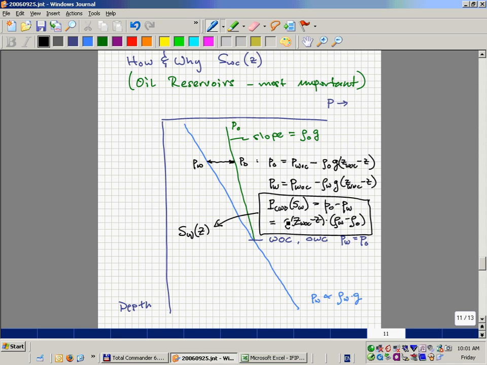Here, P_C is capillary pressure, the water-oil capillary pressure. This relationship is known from the laboratory. So all we need to know is the starting point here, the density of the oil and the density of the water. And then we can convert the capillary pressure curve into a saturation versus depth curve. Okay?